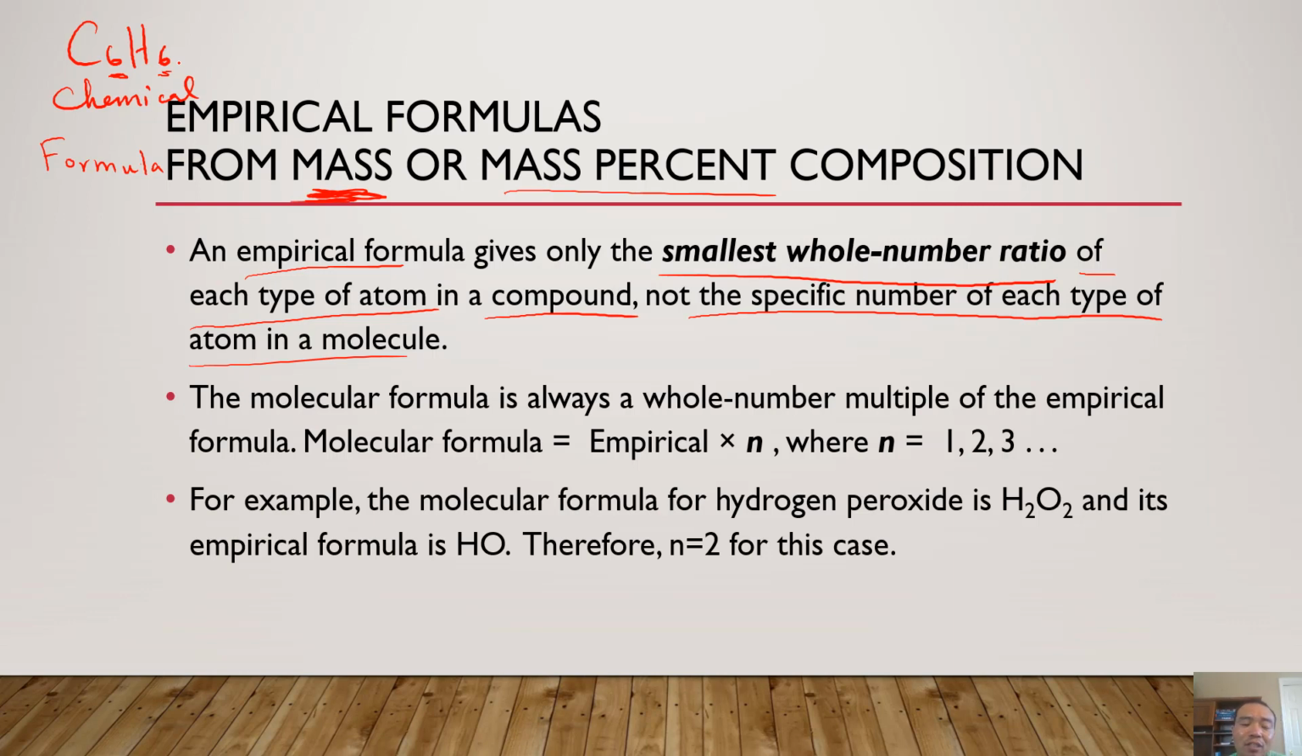If you simplify the ratio to the smallest whole number, then we have the so-called empirical formula. So if you divide by 6 for carbon and hydrogen, this becomes C1 and H1, or simply CH. So that's the so-called empirical formula.